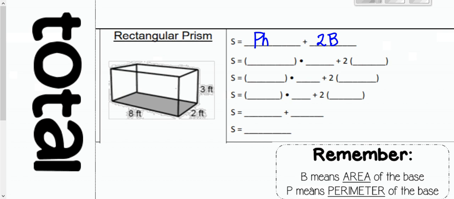So again, notice that P means perimeter of the base, and B means area of the base. So that's really important to make sure that we know how to find the difference between those. Okay, so let's start with my first part. We already know that to find the perimeter of my base, I'm going to go ahead and shade my base.